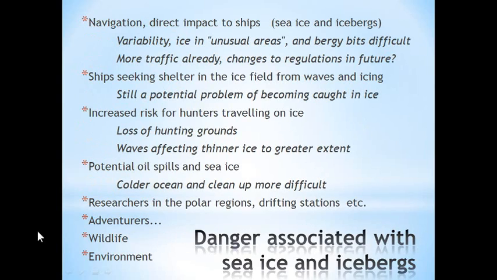Now, when you add the ice and icebergs to the population and what people are doing, what kind of dangers does this cause? Obviously, there is direct impact to navigation, the danger of collision with sea ice and icebergs. All variability tends to be difficult. People seem to want to have some kind of regularity, to know what to expect. And finding sea ice or icebergs in unusual regions is becoming, I guess, more possible now that we have this big variability.